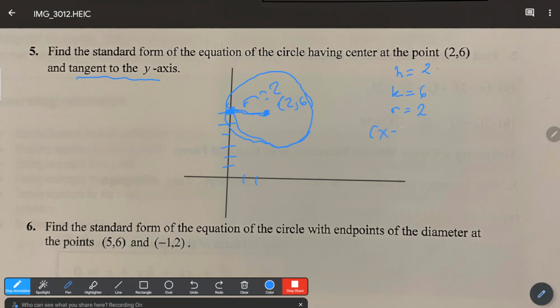So we're going to just put everything together. X, remember, is X minus H. So X minus 2 squared plus Y minus K squared equals 2 squared, which is 4.